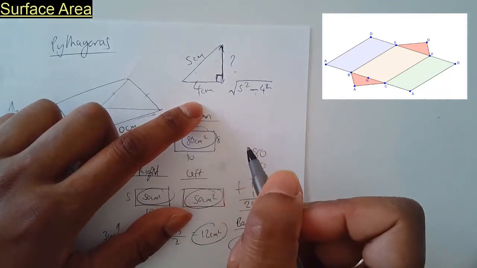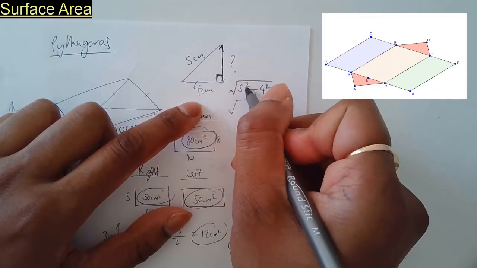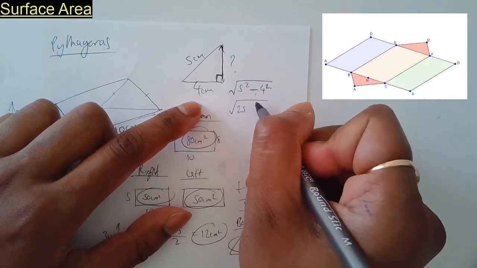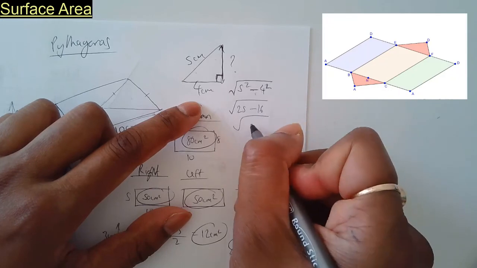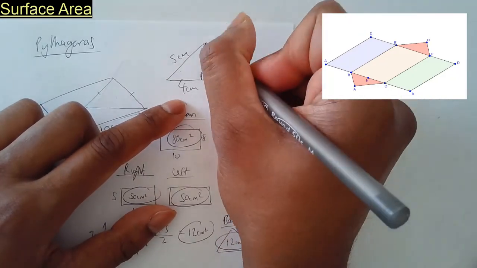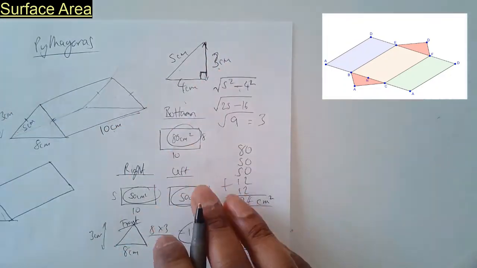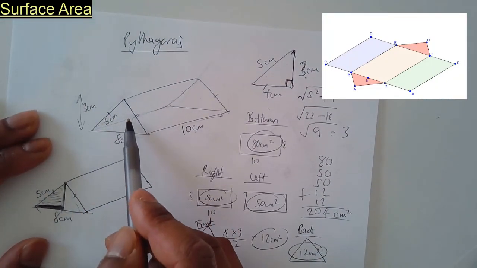So you do that on the calculator, or you could do that without a calculator in this case. 5 squared is 25, take away 4 squared is 16. 25 take away 16 is 9. Square root of 9 is equal to 3. So the vertical height is 3. Once you work out the vertical height, you can work out the area of the triangle.